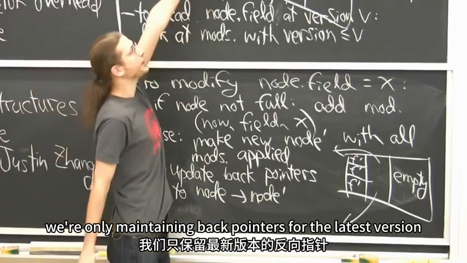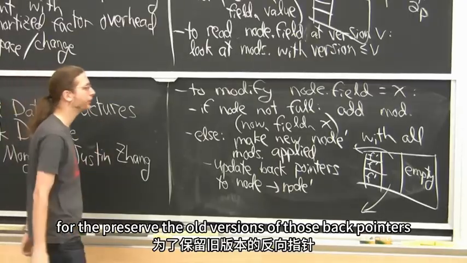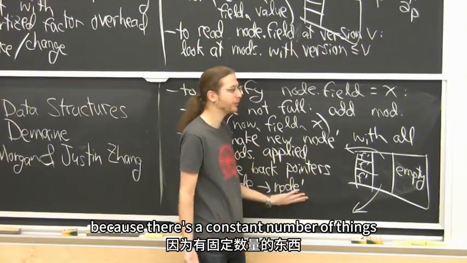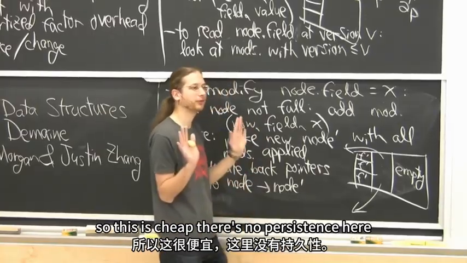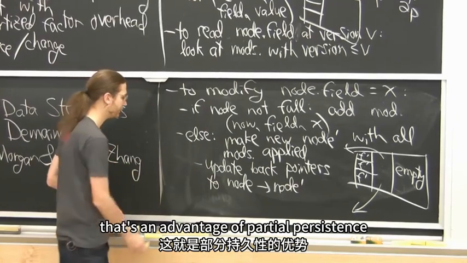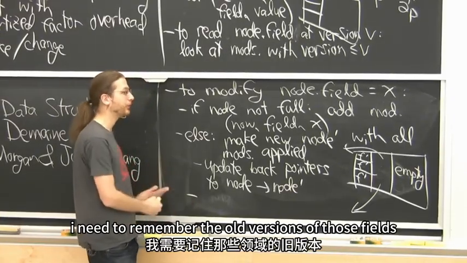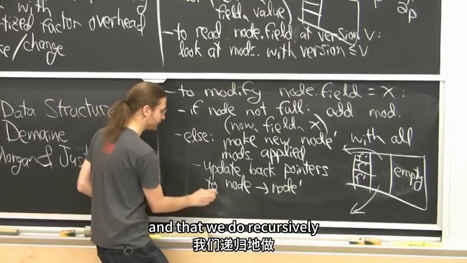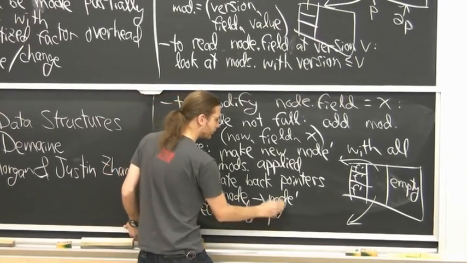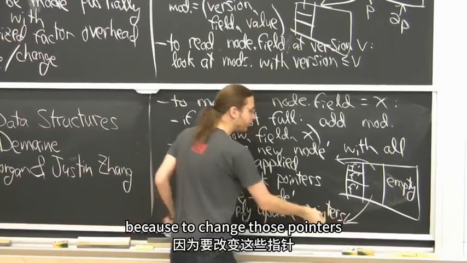Because I said we're only maintaining back pointers for the latest version, I don't need to preserve the old versions of those back pointers. So I just go in and I change them. This takes constant time because there's a constant number of things I point to. Each one has a back pointer. So this is cheap. There's no persistence here. That's an advantage of partial persistence. The hard part is updating the pointers, because those live in fields, and I need to remember the old versions of those fields. And that we do recursively. Because to change those pointers, that's a field update.